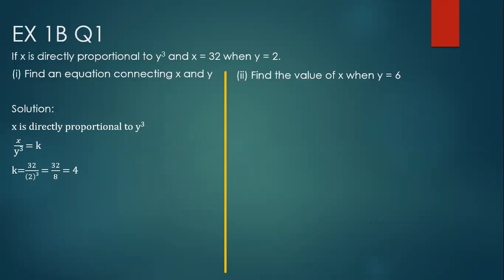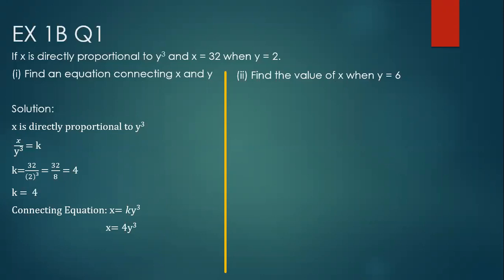Now remember, a connecting equation is made when you have to find the value. If you have to find the value of x, you're going to make a connecting equation with respect to x. That means x will be k times y cube. So this y cube will be multiplied with k. Okay, so this will be a connecting equation that will give us the value of x. Now since k is 4, we will replace k with 4. So the connecting equation will be x is equal to 4y cube.